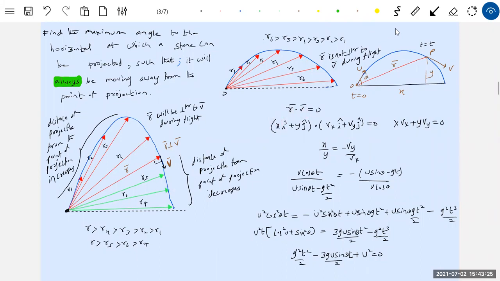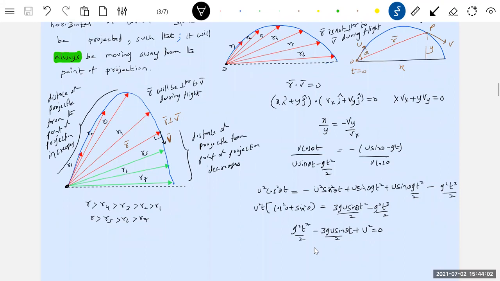So therefore, what shall I do with this equation? I'm asking the reverse thing here. If r bar dot v bar equals 0, then after some time it will start moving towards the point of projection. If r bar dot v bar is not equal to 0, then it will always move away from the point of projection. So for this equation, what conditions shall I put? The discriminant should be less than 0. No real root. There should not be a real root here.